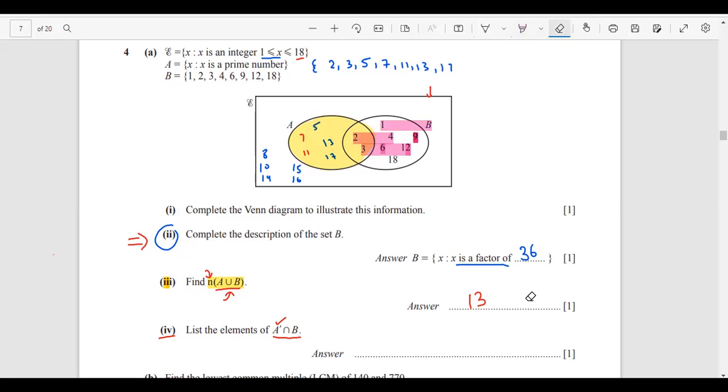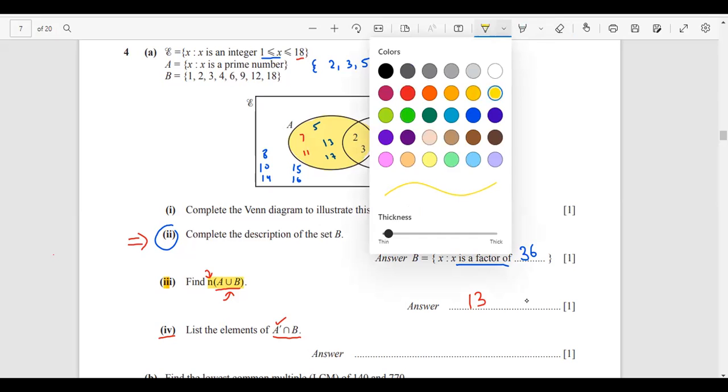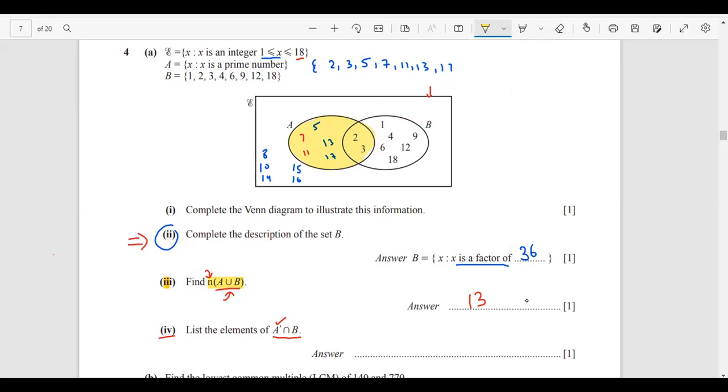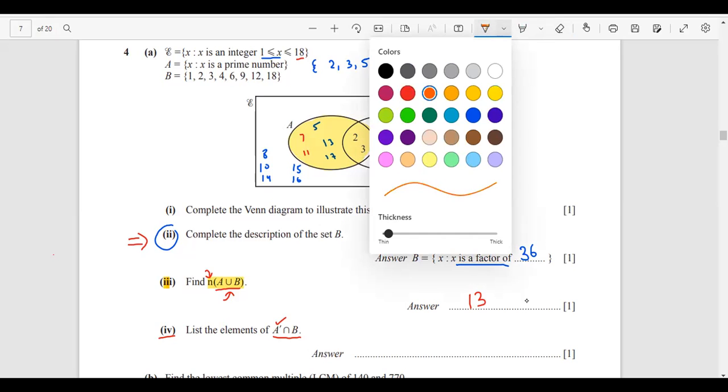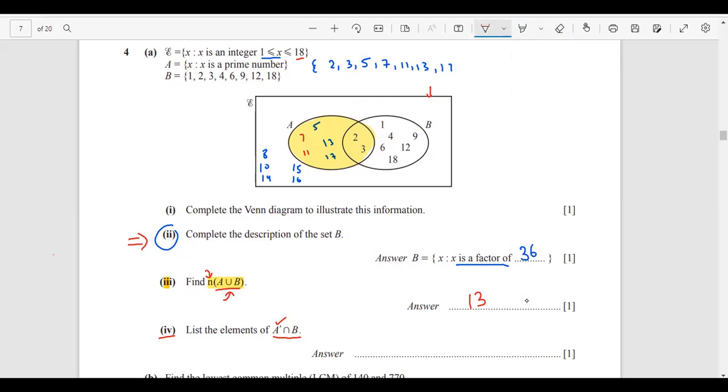Acha, let me use some different color then. There's some issue with the shading. Anyways, it is going to be this part basically. This is going to be A complement intersection B, right? So these are the elements in A complement intersection B, okay?